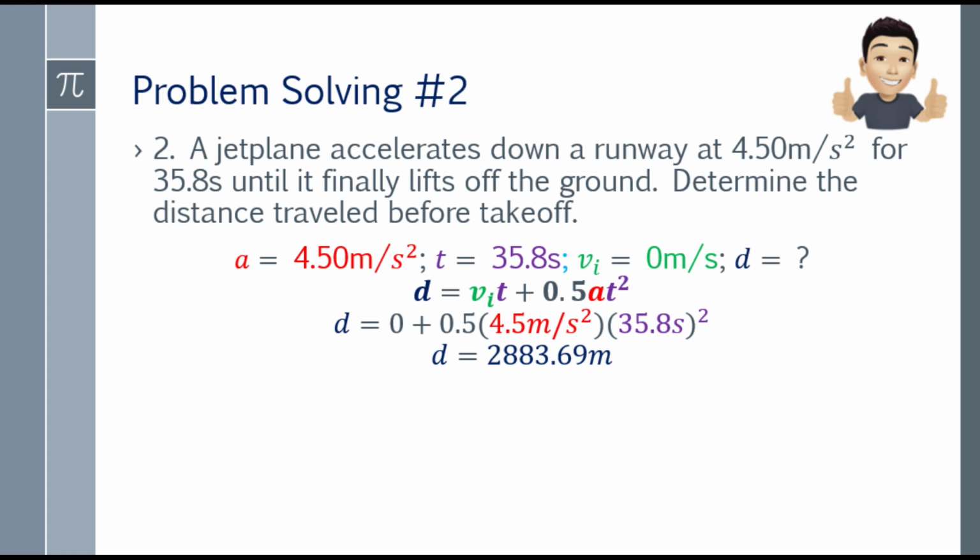2,883.69 meters. So, sa tanong na, a jet plane accelerates down a runway at 4.5 meters per second square for 35.8 seconds until it finally lifts off the ground, ano daw yung distance or displacement traveled before takeoff? So, that will be 2,883.69 meters.